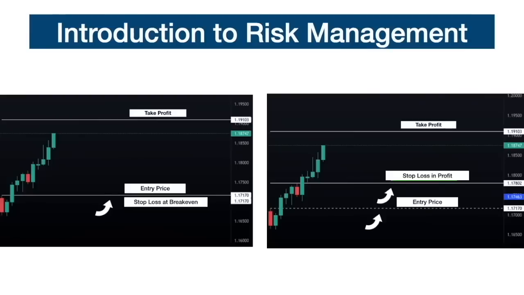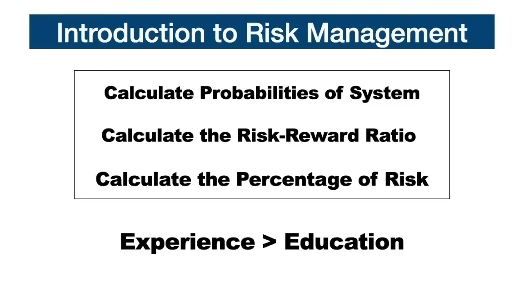A good risk management strategy is based on calculating the probability of your system, calculating the risk-reward ratio, and being disciplined to follow a fixed percentage of risk for each trade. The first important step in becoming an independent trader is to have a broad knowledge of the mechanisms that move the Forex market, and to create a system that best reflects your goals and personality.